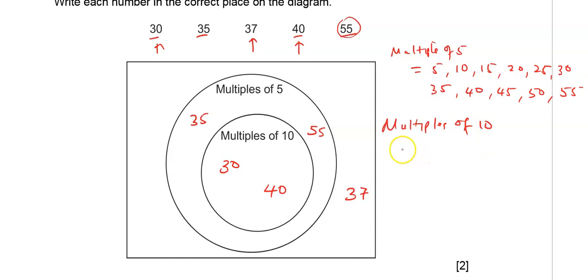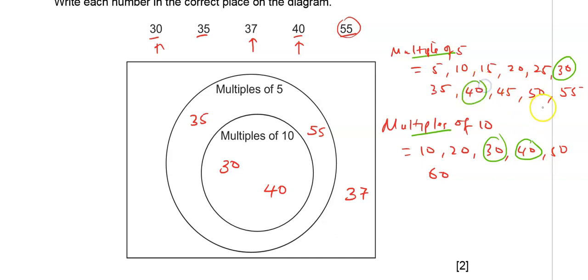And then multiples of 10 include 10 times 1 is 10, 10 times 2, 20, 30, 40, 50, 60. Therefore, you can now see the numbers that are both multiples of 5 and multiples of 10 include 30. You have 30 there, you have 30 here, then 40. We have 40 as a multiple of 10, we have 40 as a multiple of 5. But then, of course, multiples of 5 also include 35 and 55. We do not have 37. So that's correct.